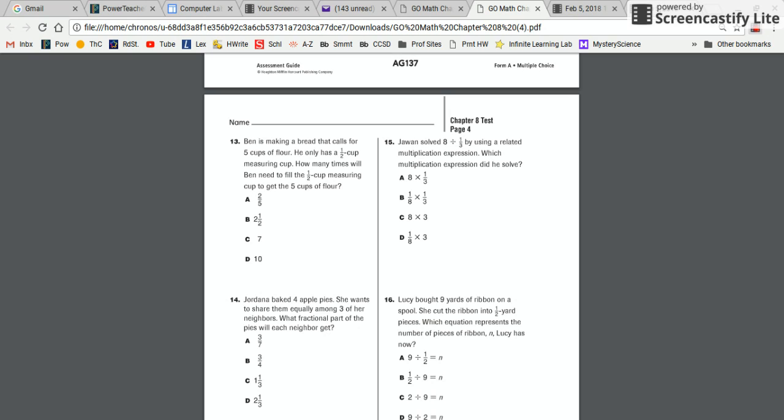Number 14. Jordana baked 4 apple pies. She wants to share them equally among 3 of her neighbors. What fractional part of the pies will each neighbor get? A. 3/7. B. 3/4. C. 1 1/3. D. 2 1/3.